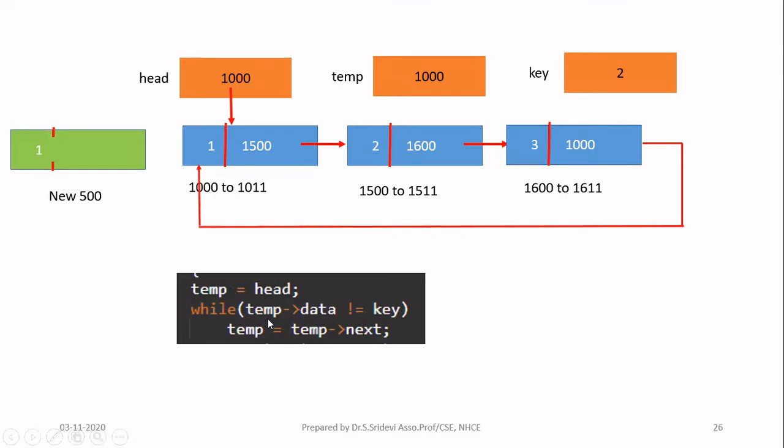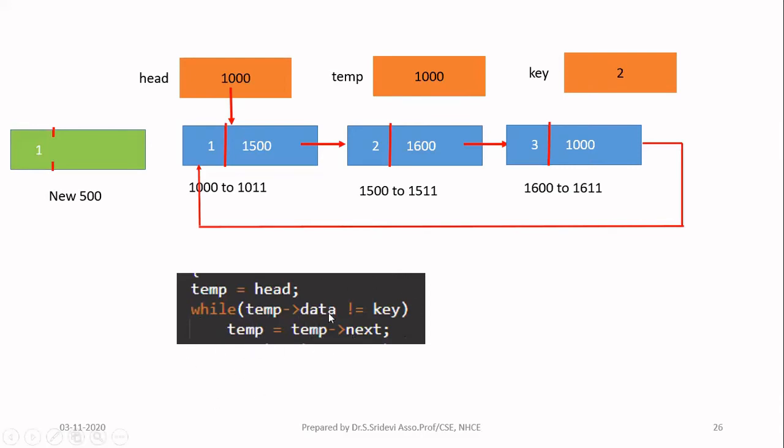So I have to check. See, previously we have checked temp arrow next not is equal to head. But here you are not going to check that one. You want to check whether you have reached a node whose value is equal to key. So I'm going to write while temp arrow data not is equal to key. It means that I have not reached the node after which I want to insert my node. So I have to travel further. So I am writing temp is equal to temp arrow next.